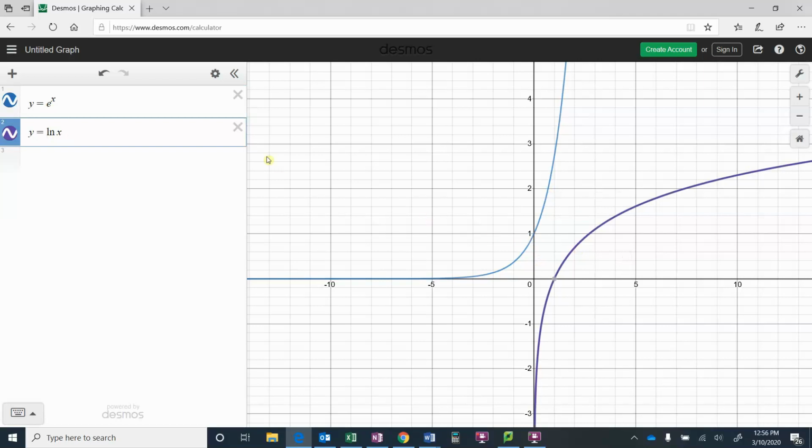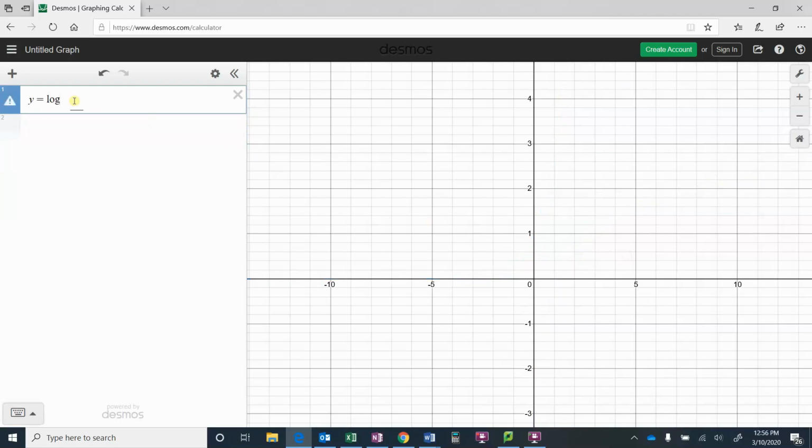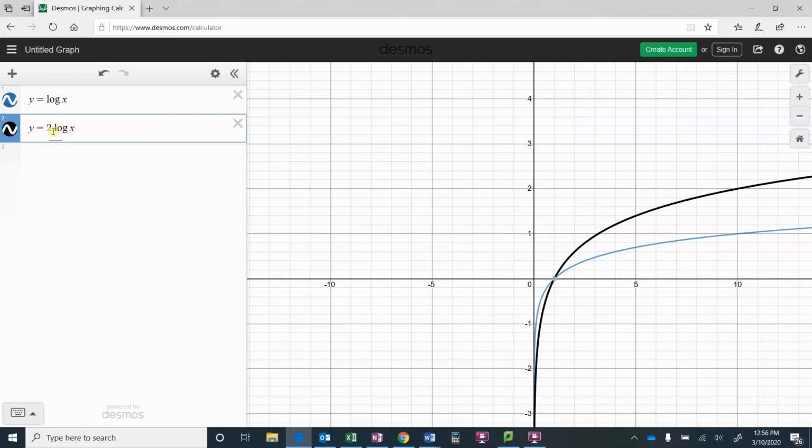Let's go back here and we'll graph y equals log x. And let's see what effect it has when we put a number in front of log x, like 2 log x. It's probably not surprising to you that since we put a 2 in front of log x, our y values are going to be twice as big. So whatever the y value was here, it's now doubled. Here's a y value of 1. Now there's a y value of 2.